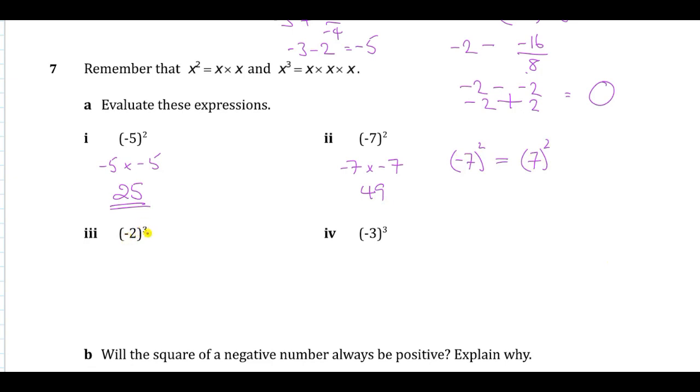Minus 2 cubed is minus 2 times minus 2 times minus 2. And minus 2 times minus 2 is 4 times minus 2. 4 times 2 is 8 with a negative sign. Minus 3 cubed is minus 3 times minus 3 times minus 3. 3 3s are 9. They're both negative, so the result is positive, times negative 3. 9 3s are 27. One of them is negative.